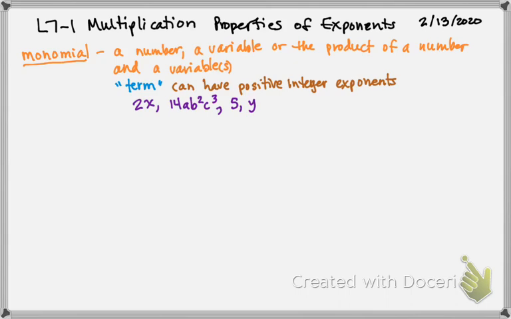So what's not a monomial? Let me draw a picture of one. AB divided by C. That is not a monomial. In other words, if you have a variable in the denominator, it is not a monomial.